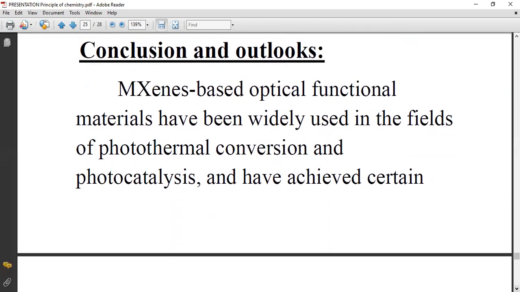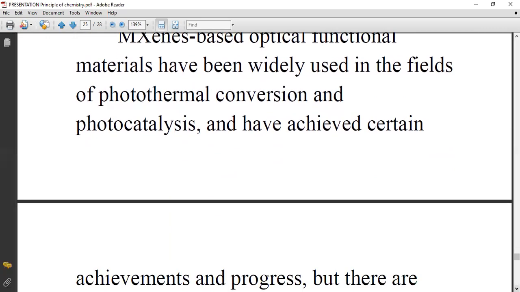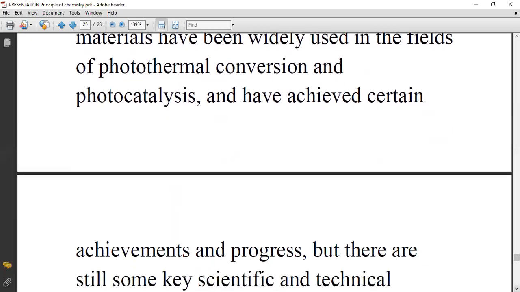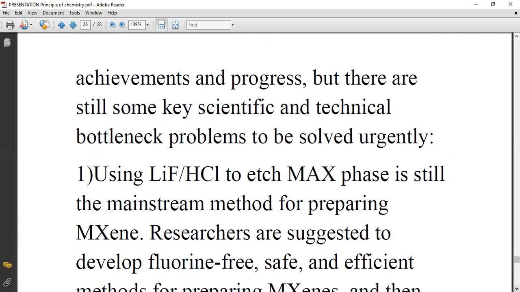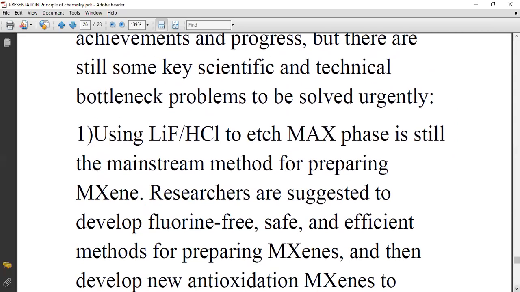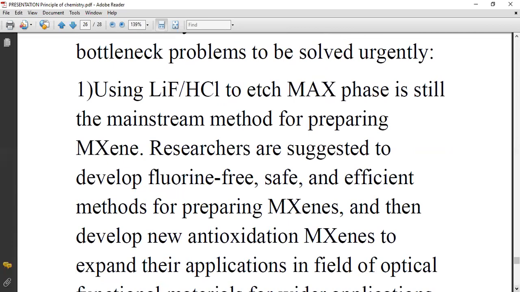Conclusion and outlooks. MXene-based optical functional materials have been widely used in the field of photothermal conversion and photocatalysis and have achieved certain progress, but there are still some key scientific and technical bottleneck problems to be solved. First, using lithium fluoride hydrochloric acid solution to etch MAX phase is still the mainstream method for preparing MXene.